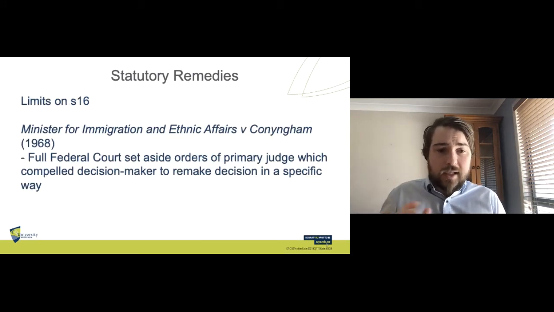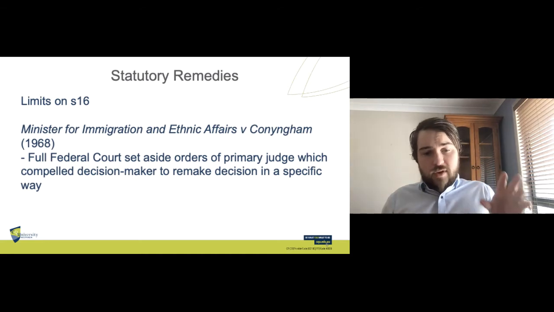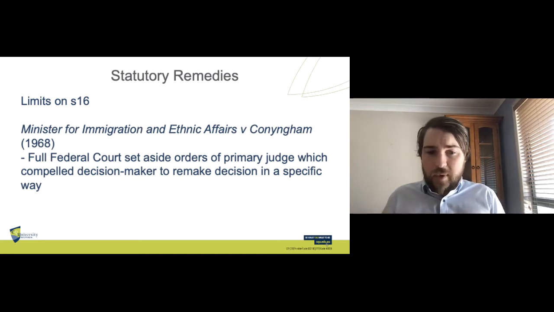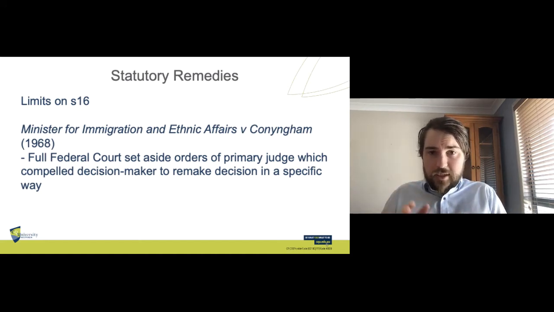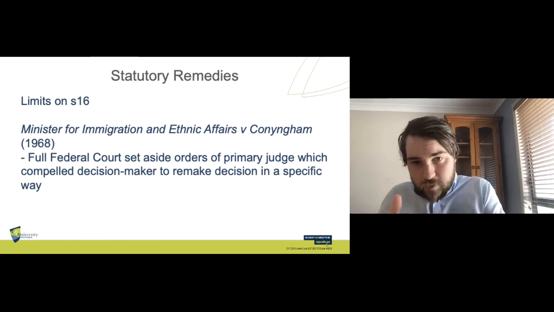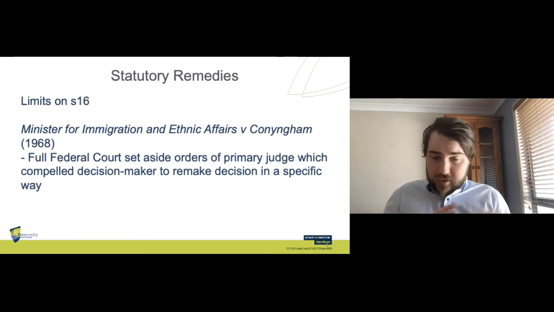And that was made really clear in Minister for Immigration and Ethnic Affairs and Cunningham, where the full federal court set aside orders of a primary judge because the primary judge, in granting relief, compelled the decision maker to remake the decision in a very specific way. So the primary judge said, I'm sending this back to you, decision maker, to remake, and you need to remake it in this way. And that went too far.